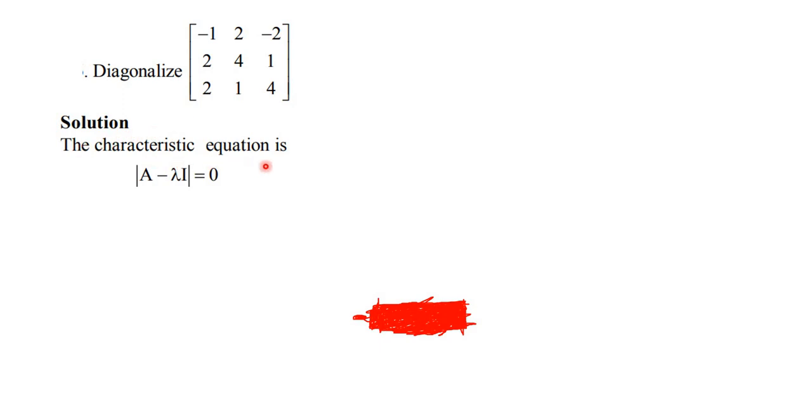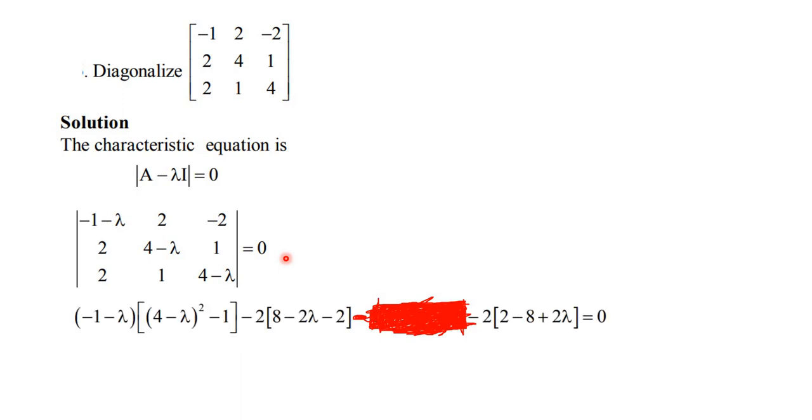The characteristic equation of this matrix is determinant of A minus lambda I equal to 0. That is, the determinant with rows -1 minus lambda, 2, -2; 2, 4 minus lambda, 1; 2, 1, 4 minus lambda, equal to 0. We expand this determinant. We have -1 minus lambda into, taking the product of these diagonals, that is (4 minus lambda) into (4 minus lambda), (4 minus lambda) the whole square, minus 1.